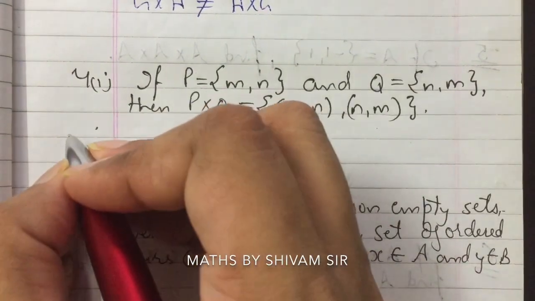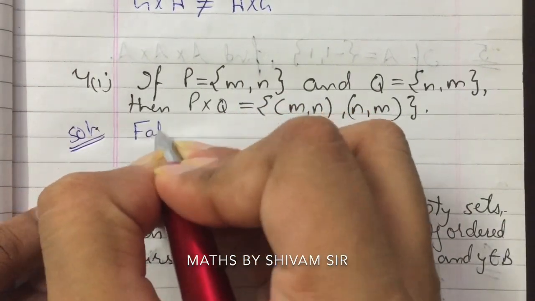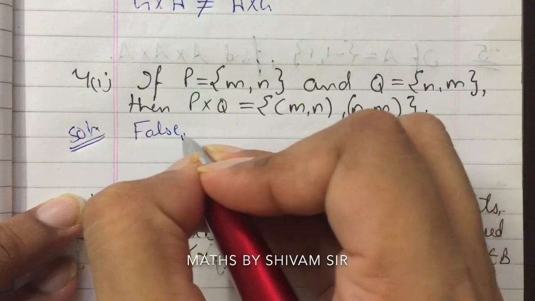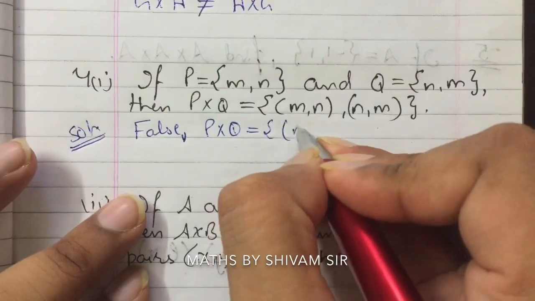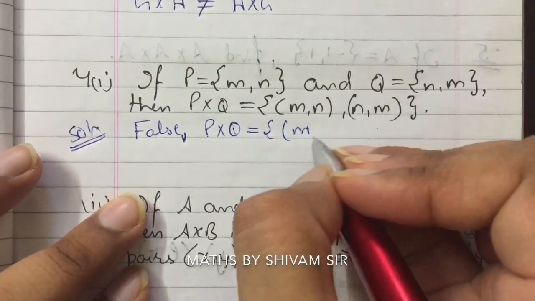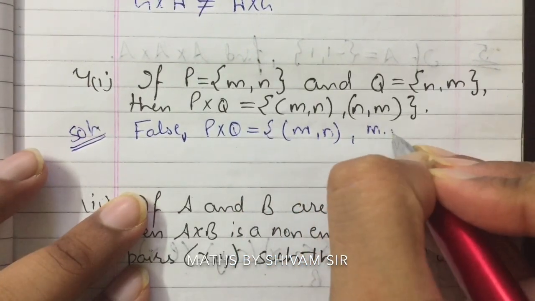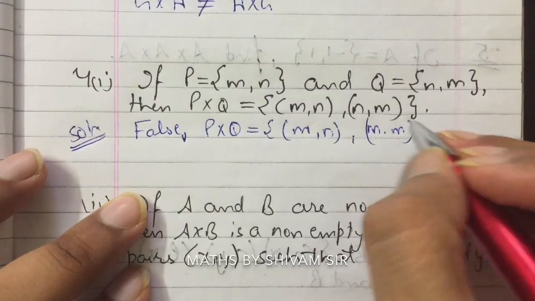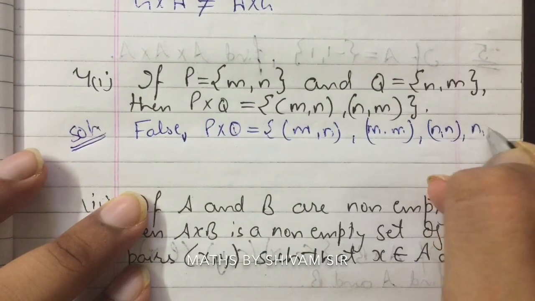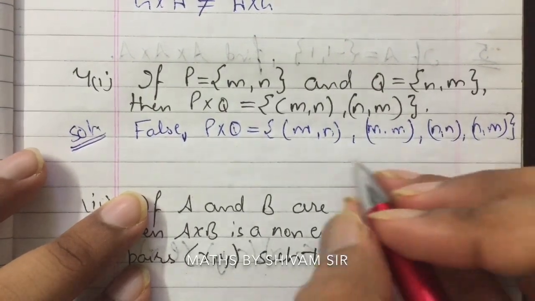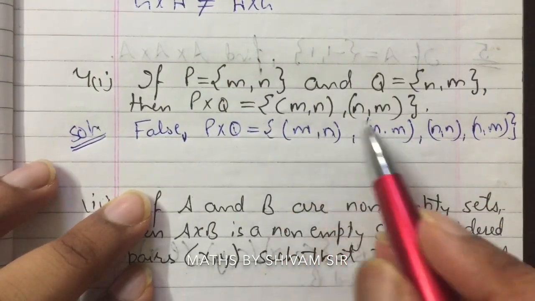So in actuality, firstly let's write it is false. In actuality P cross Q will have how many elements? Firstly M with N, M with M itself, right? Again N with N and this N with M also. So these are the 4 elements it should have actually, but here only 2 elements are there.